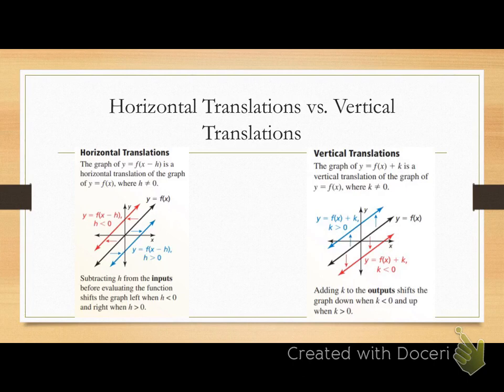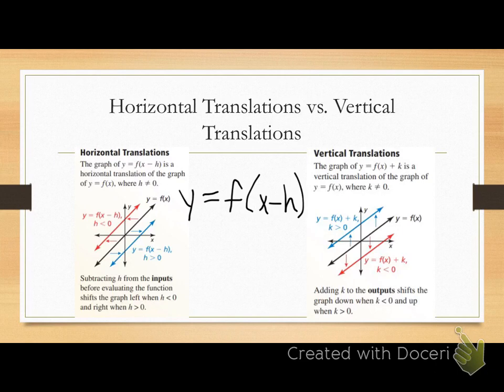Okay? So, for horizontal translations, the graph of y equals f of x minus h is a horizontal translation of the graph of y equals f of x, where h does not equal 0. Under horizontal translations, you need to have this formula written down. Y equals f of x minus h.